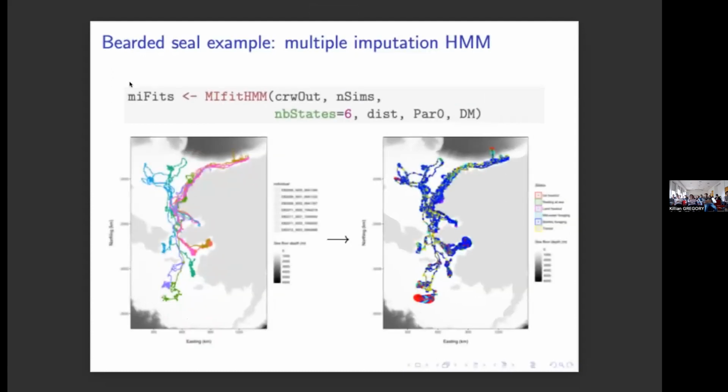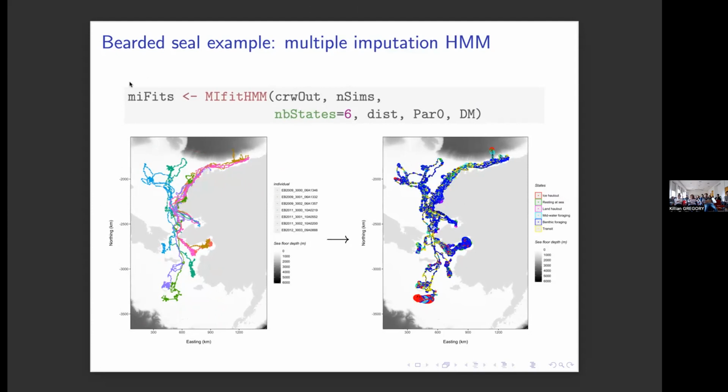When we do this and we use the MI fit HMM function, I won't get into all the details here, but we did some things with constraining parameters that we don't have time to get into. That's done through this DM argument, which is short for design matrix. If you're familiar with program MARK, I figured, since this is Euring, you guys know MARK. It's just like the design matrix in MARK.